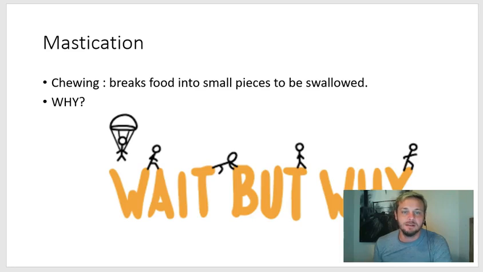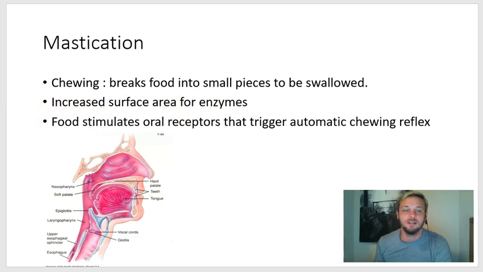Speaking of teeth, why do we chew our food? Well, you want to break it down into small pieces, right? Have you ever tried to swallow something really big? It kind of hurts. So you want to make it small, not just because it's easier to swallow, but also you're increasing the surface area for enzymes. So if you have something big like this, the enzymes can only work on this outside layer. If you have a bunch of little small things, then the enzymes can work all around those. And so it increases that surface area for enzymes. It makes digestion much more efficient.